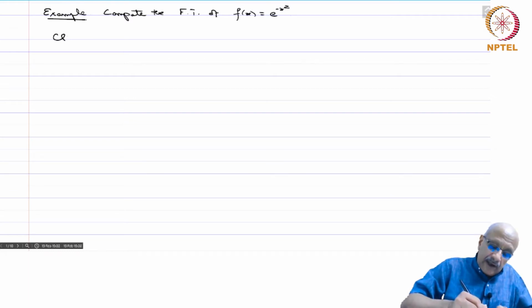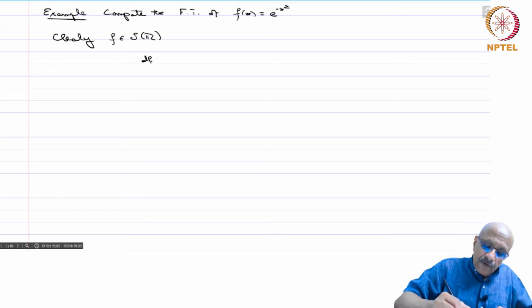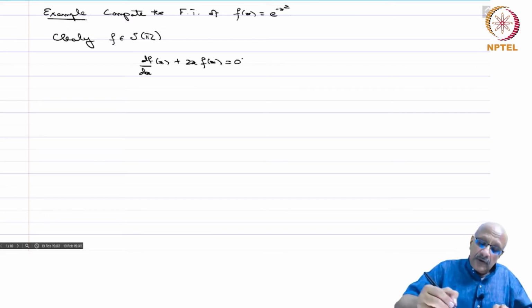So clearly we have already seen f belongs to S of R. This is a standard prototype example we have. Now df by dx at x plus 2x f of x is 0, because if you just differentiate it, you get df by dx is minus 2x e power minus x square. So df by dx plus 2x f of x equal to 0. So f is in S of R, x f is also in S of R. So you can now apply the Fourier transform.